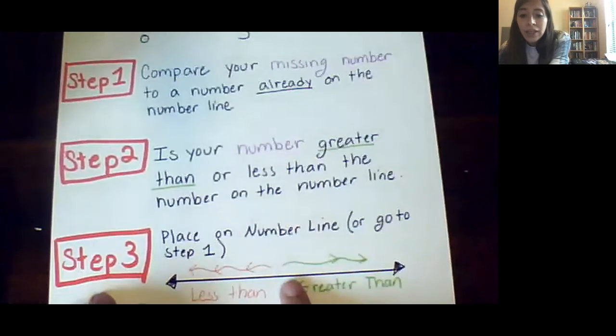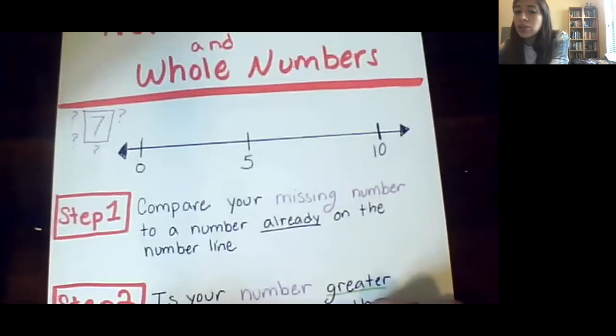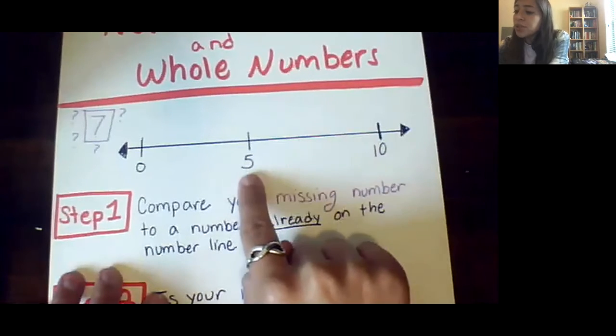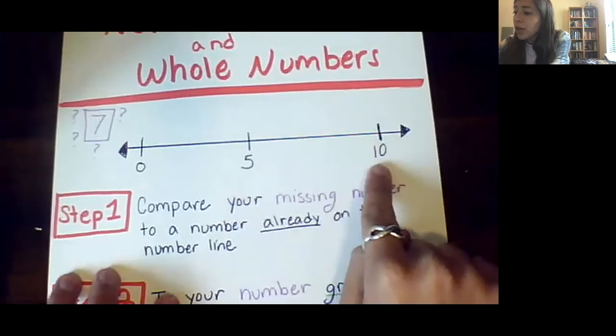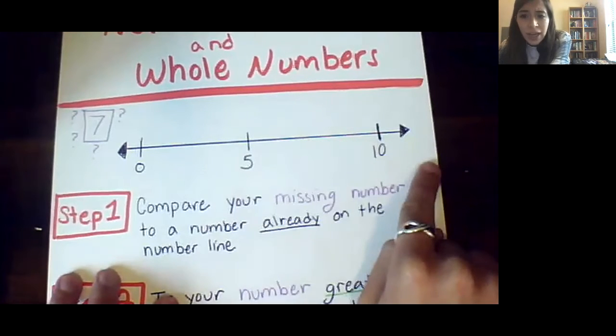Well, we already know if it's greater than or less than, so let's see. On a number line, 2 things are certain. If it's less than, it's always going to go to the left. If it's greater than, it's always going to go to the right. So let's take a look here. It's greater than, so it's going to go this way. But how do I know it doesn't go past 10?